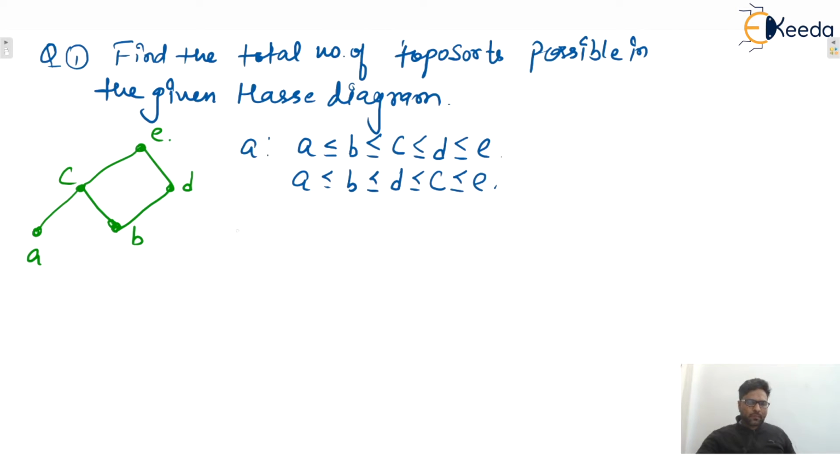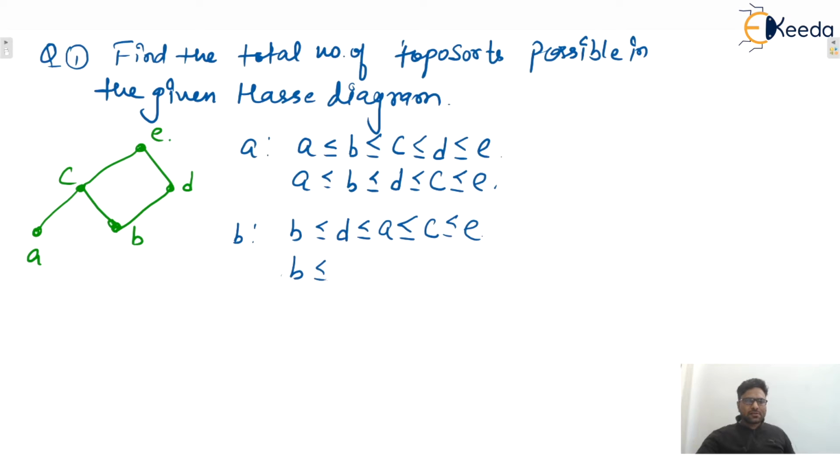Similarly, if we delete B first, so delete B. Now in the remaining, two minimals are there, D and A. So let us delete the next minimal, that is D. Then delete the next minimal, that will be A. Then next minimal will be C, and the final one will be E.